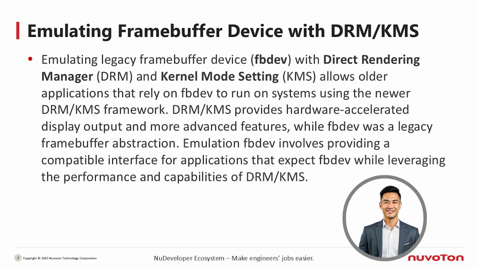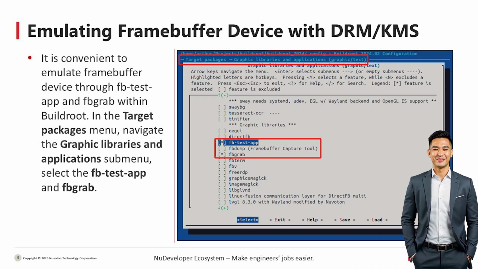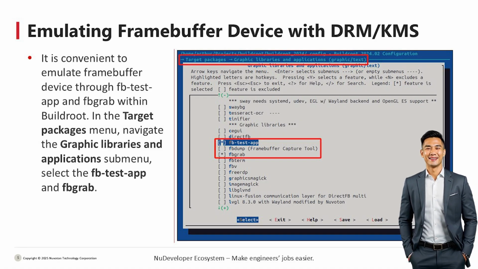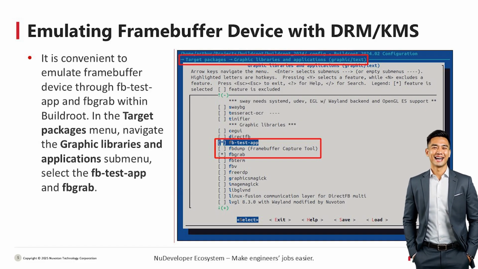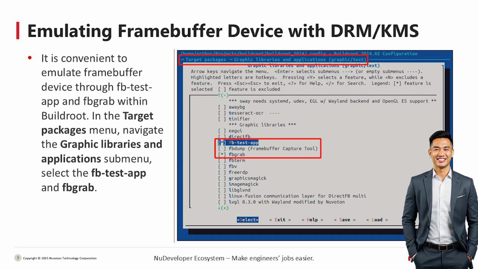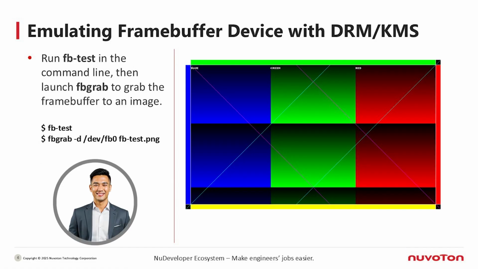It is convenient to emulate a Framebuffer device through the fbtest app and fbgrab within Buildroot. In the Target Packages menu, navigate to the Graphics Libraries and Applications submenu, and select the packages fbtest app and fbgrab. Let's run fbtest in the command line, then launch fbgrab to grab the Framebuffer to an image. Run fbtest in the command line, then launch fbgrab to take the screenshot.